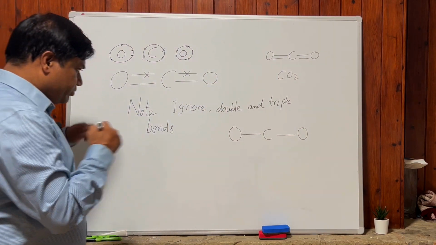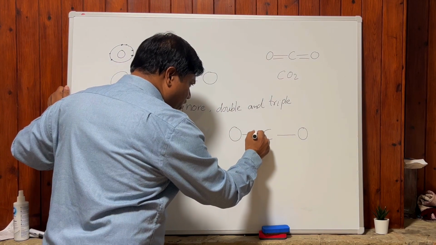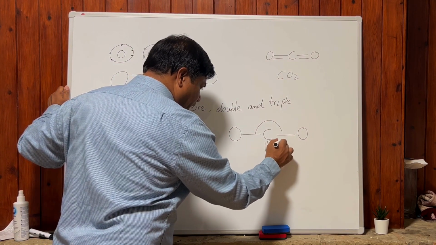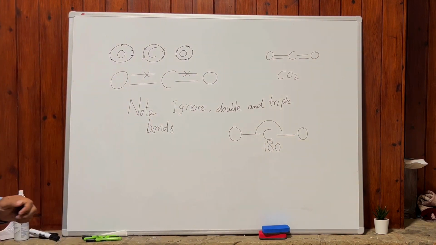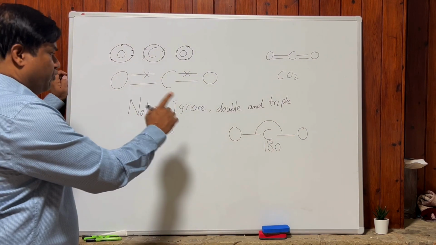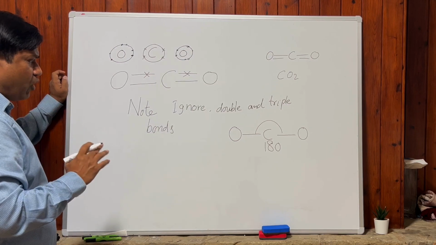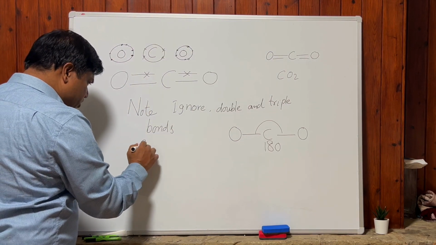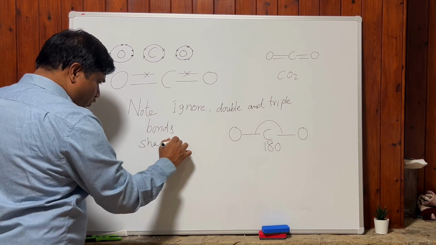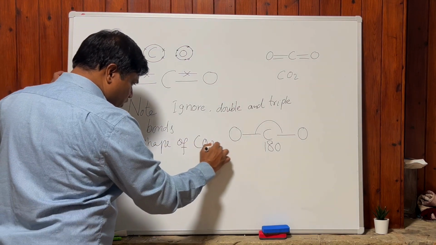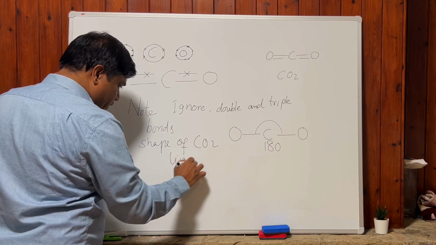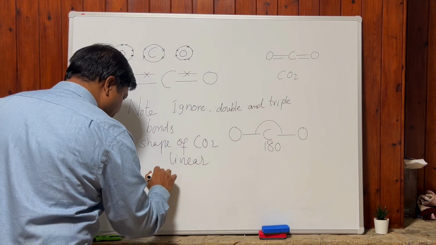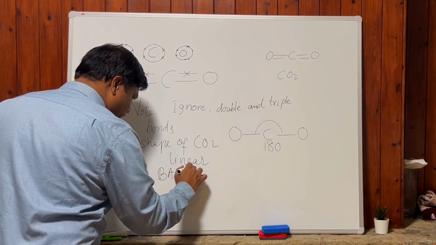Now look at that. It looks linear to me. Linear. What's the bond angle? 180 degrees. So what is the example of a linear compound? Carbon dioxide, CO2. What's the shape? Shape of CO2, linear, perfect linear. And what's the bond angle? Bond angle, 180.